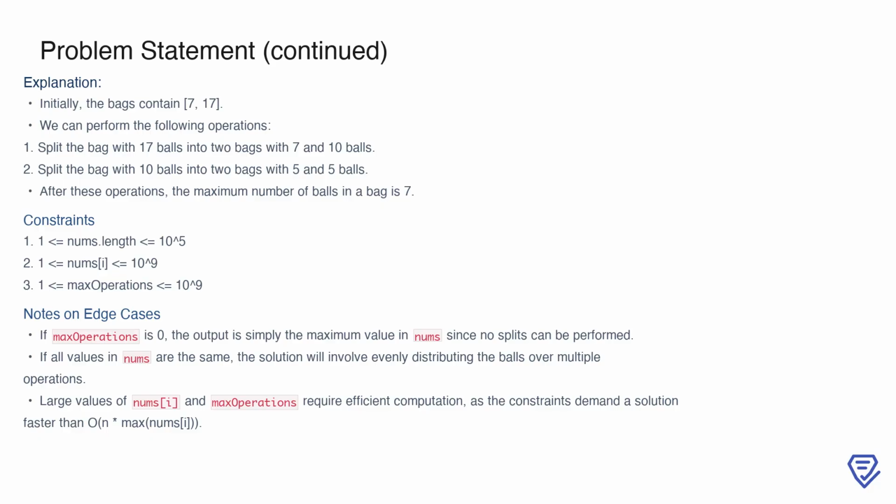To solve this problem efficiently, we need to consider the constraints, such as how to handle very large values of nums and max operations. For instance, if no operations are allowed, the result is simply the largest value in nums. On the other hand, if all values in nums are identical, the problem boils down to distributing the balls as evenly as possible across the allowed operations. Efficient algorithms are necessary to meet the constraints, especially since brute force approaches would be too slow for large inputs.